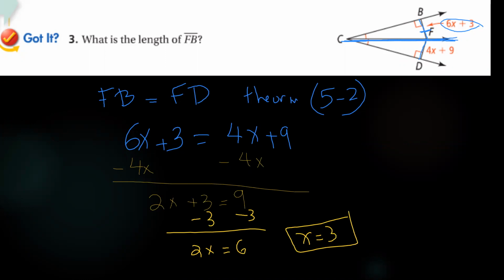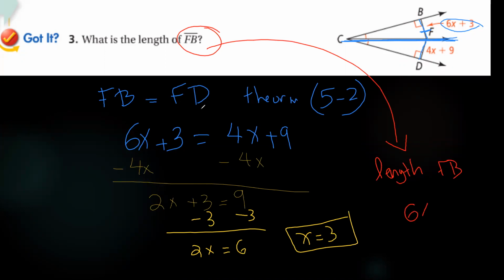Now, what did he ask me? He asked me to find the length of FB. Where is FB? What is the length of FB? It is 6x plus 3. And I know the value of x, so I can say 6 times 3 plus 3. 18 plus 3 is 21.